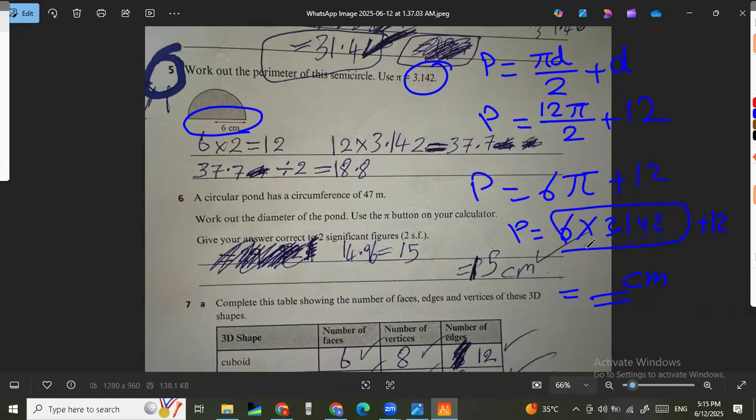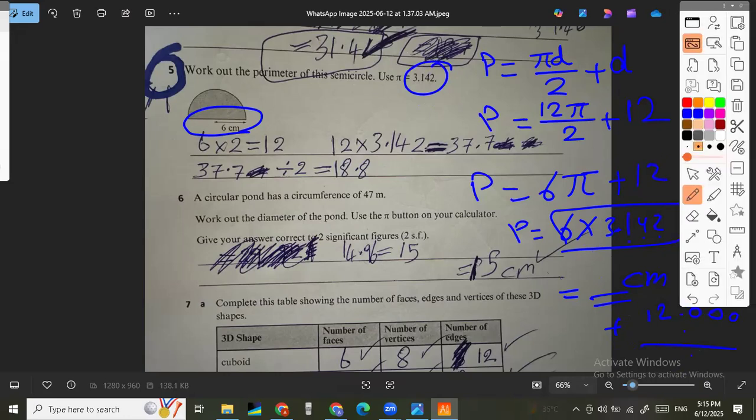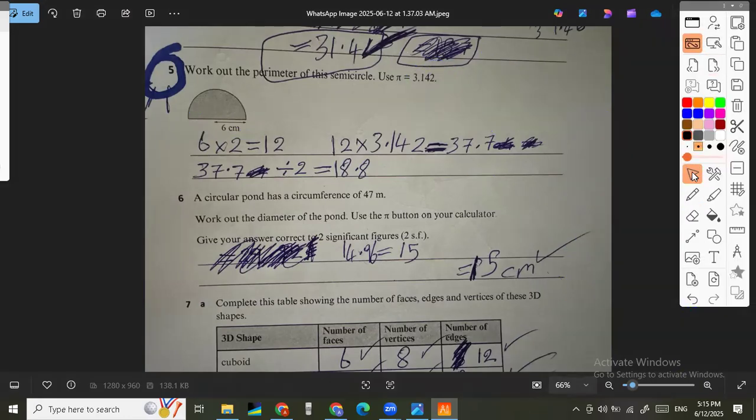Mr., how do I add 12 to a decimal? We put 12.000, because the other number has 3 digits after the decimal point, so 12.000, and you line up the decimal points. You put the answer over there and you start adding them. It will give you the perimeter of the semicircle. Next.